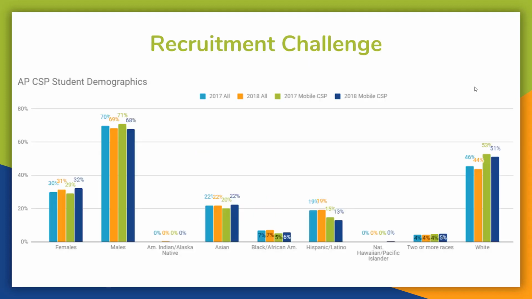First, though, let's talk about the data. On this graph, you can see the enrollment information for the advanced placement version of the Computer Science Principles course. The first two columns for all of the categories, the light blue and the orange, are the data for all advanced placement Computer Science Principles courses offered in 2017 and 2018. The second two columns, the green and the dark blue, are the data for Mobile CSP in particular. So you can say that we follow relatively similar trends to national averages.